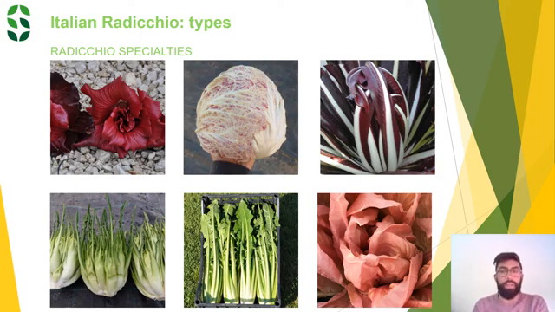Here there is a picture of Gigante di Chioggia, and then the Rosa del Veneto, or pink Radicchio.